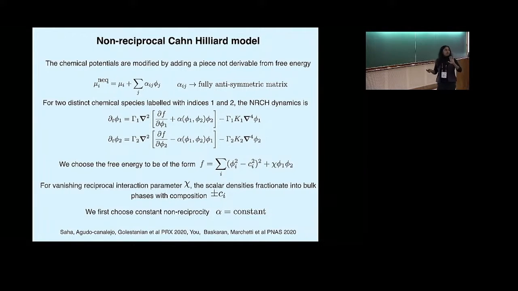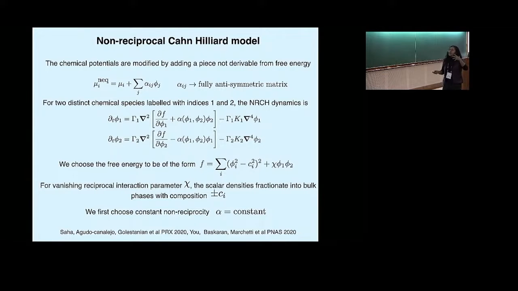In this talk, I will only consider two distinct species labeled with indices 1 and 2. The general dynamics I will consider is described by just one coefficient of non-reciprocal interaction, alpha. And in this talk, I will consider the case where alpha can depend non-linearly on the fields. But first, I will talk about when the non-reciprocity is constant and show you what kind of phase behavior we get when we do that.